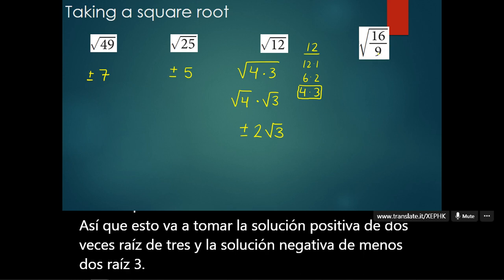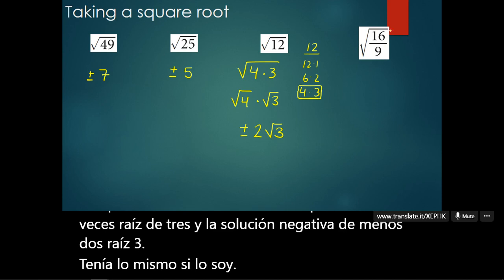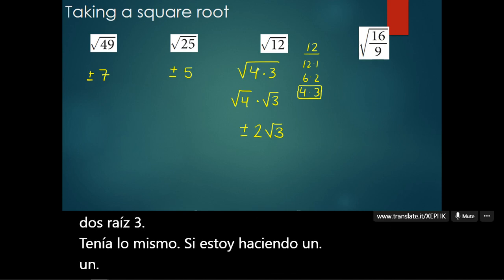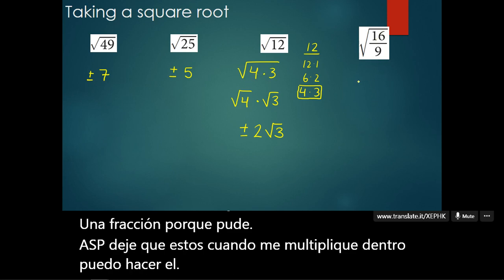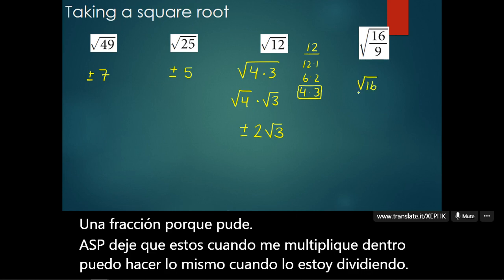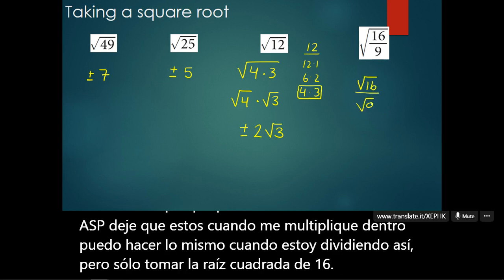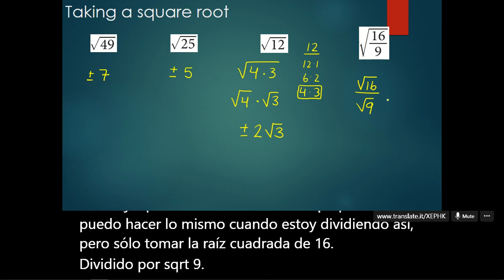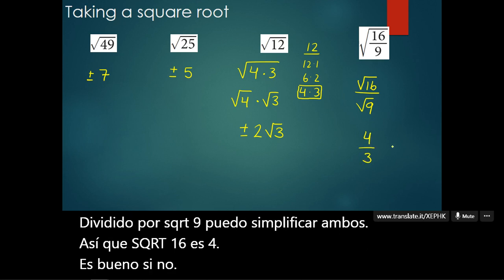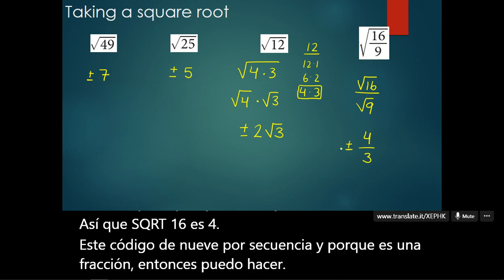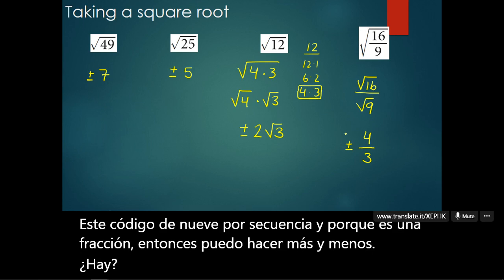All right, same thing if I'm doing a fraction. Because I was able to split these when I'm multiplying inside, I can do the same thing when I'm dividing. So if I just take the square root of 16 divided by the square root of 9, I can simplify both of those. So the square root of 16 is 4, the square root of 9 is 3, and because it's just a fraction, then I can do plus and minus that applies to both of these.